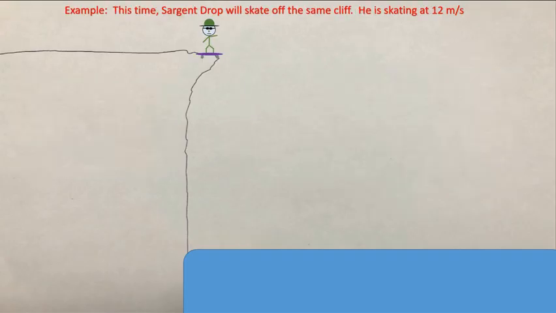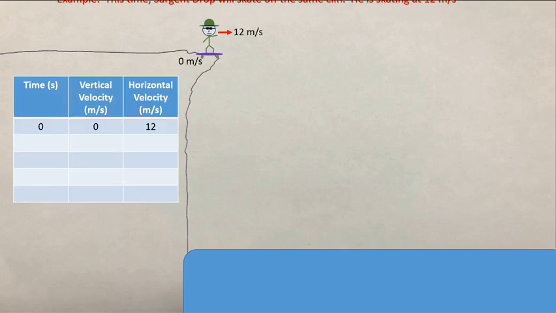Now watch this. What happens if he has a skateboard and he rolls off, and let's say that the edge of the cliff is horizontal, so he rolls off horizontally. You'll see that at his time zero, his vertical velocity is zero because he's not going up and down yet, but he will soon once he goes off the edge. His horizontal velocity is 12. Fast forward 1 second.